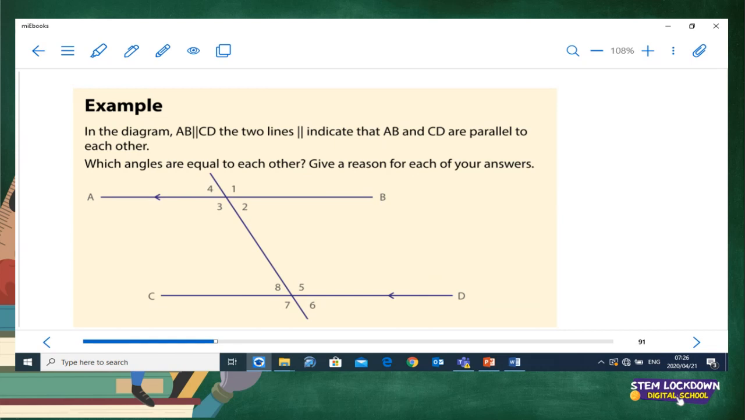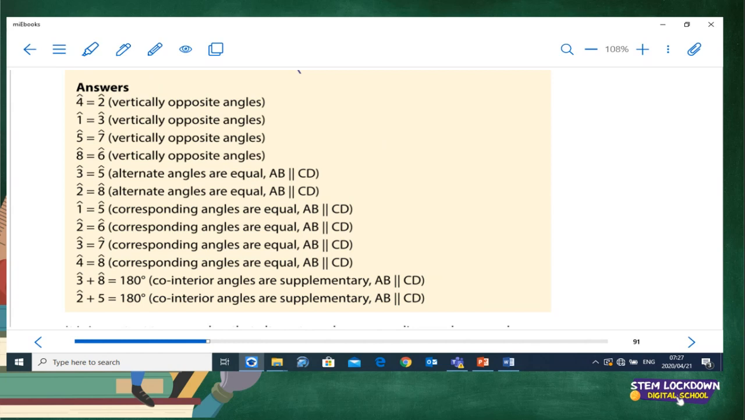And of course, the next one, or the ones I spoke about, those that form 180 degrees. I've already spoken about those. And we said that they are co-interior angles 3 and 8, and then of course 2 and 5 form 180 degrees. The co-interior angles form 180 degrees because the line AB is parallel to CD. So just note, co-interior angles, just like angles on a straight line, form 180 degrees. So the co-interior angles are not equal like the corresponding angles as well as the vertically opposite angles.